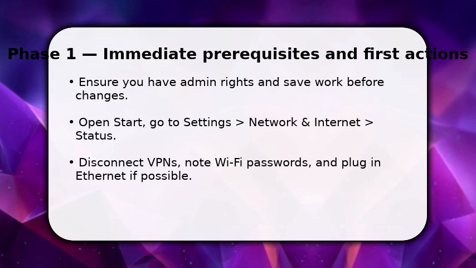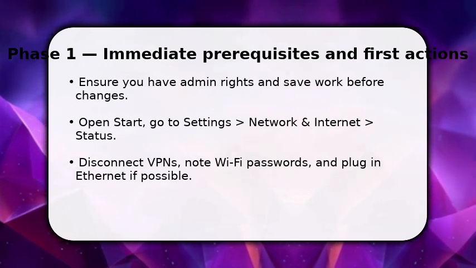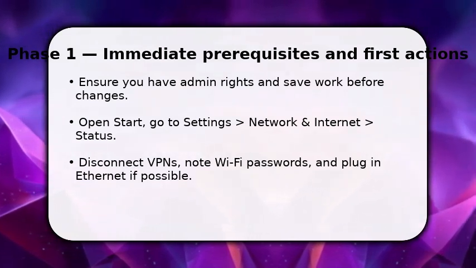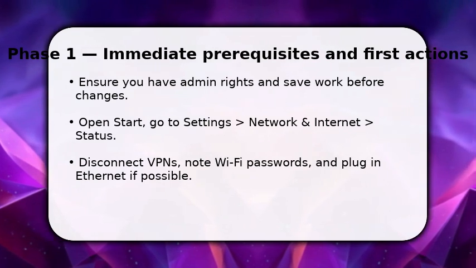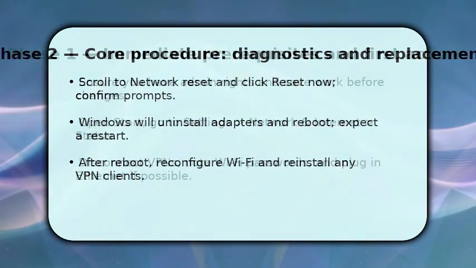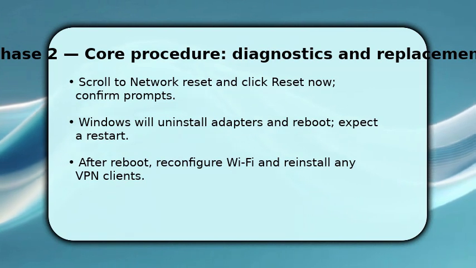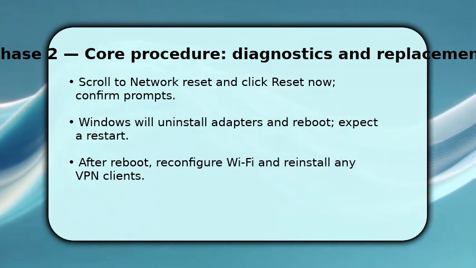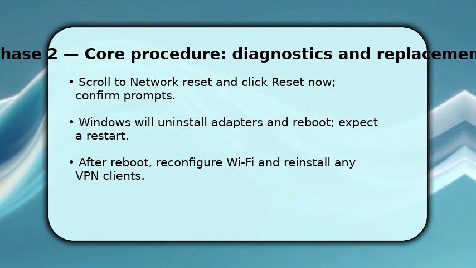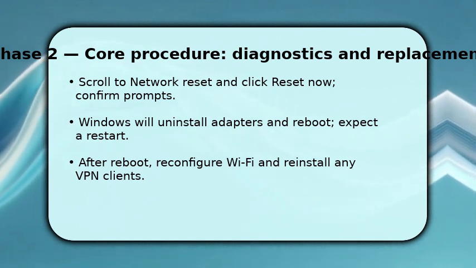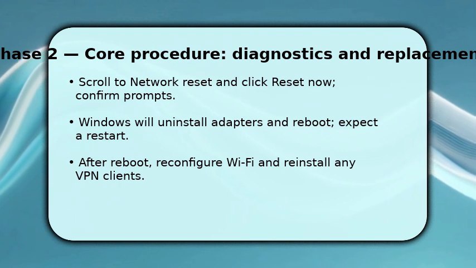Once there, make sure Ethernet is connected if available. That keeps access, while wireless profiles are cleared and simplifies recovery. You'll see Network Reset in Status. Click it and then choose Reset Now when prompted. This instructs Windows to uninstall network adapters and remove saved network settings so drivers will be reinstalled cleanly.